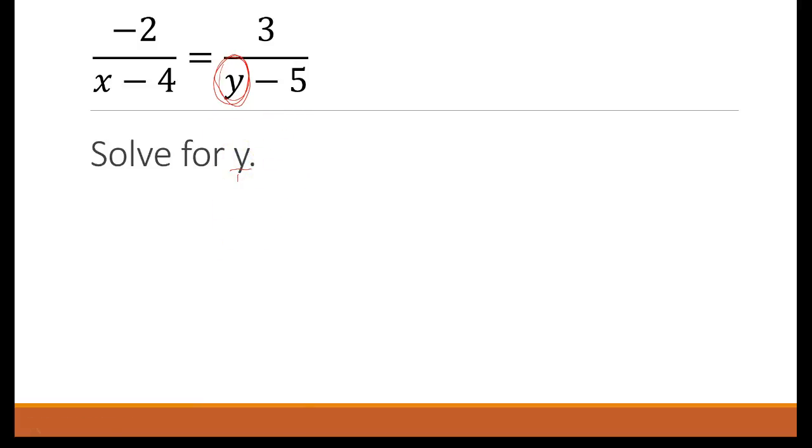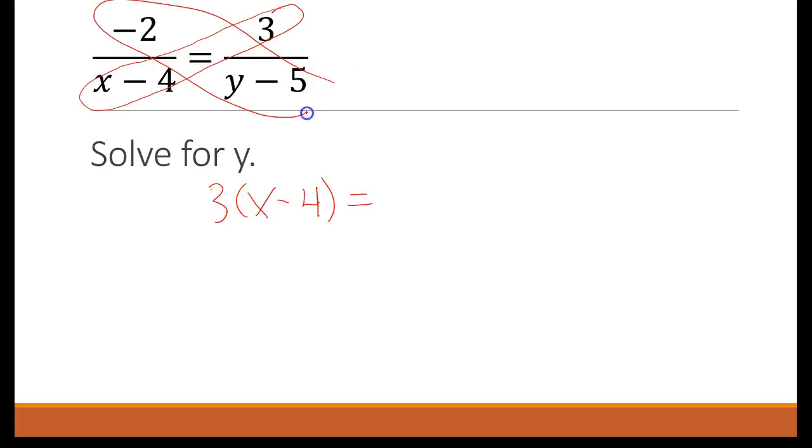Now, here's what I suggest we do. We treat this as a proportion, okay? When you have a fraction equals a fraction, recall that you can cross multiply. So remember that. So I can multiply 3 times x minus 4 and set that equal to negative 2 times y minus 5.